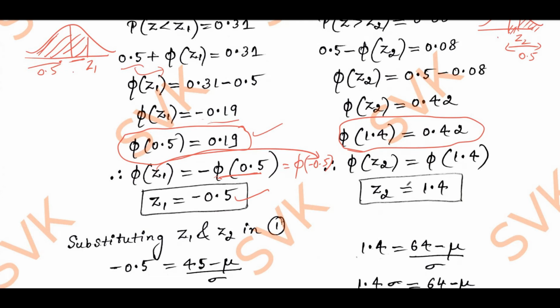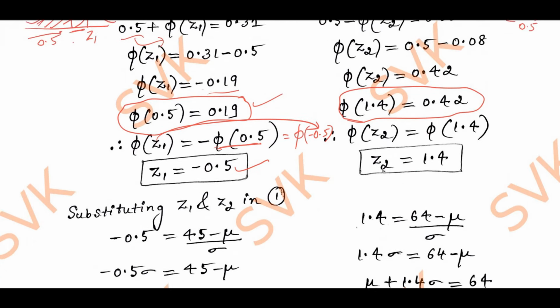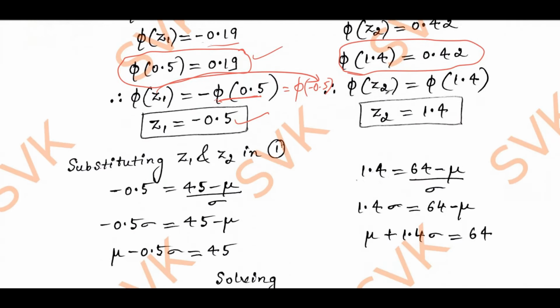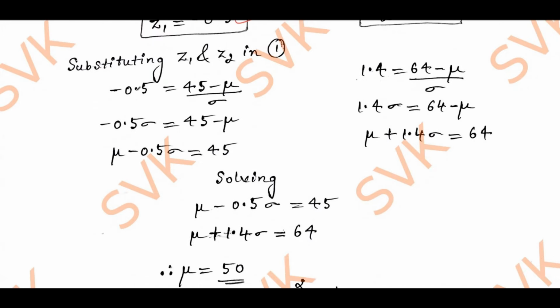Now substituting these two values, z1 and z2, in the above formula, in equation 1, we can fetch the values of mu and sigma. So substituting that z1 value and z2 value, solve this, just cross multiply the sigma values to the left hand side.